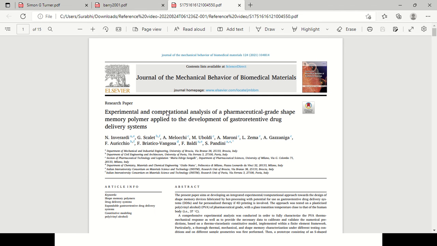Now this is the title of the experiment, the title of the article. Here you can see the authors, they are more than 6. This is the Journal of the Mechanical Behavior of Biomedical Materials, this is the journal name. Then 1 to 4 is the volume, 2021 is the year of publication, as well as, what you can say, the issue number, and then the article number. Okay, now let us see how you are going to write it.